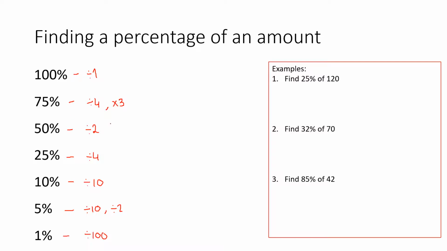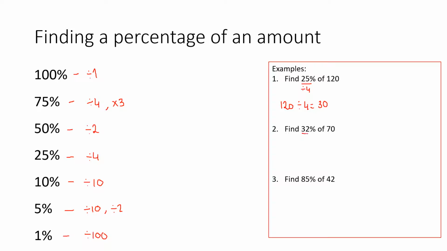So this is important that you write down into your books how you would find these percentages. These are your basic percentages that will help you when doing questions without a calculator. So let's have a look at these examples. Example 1, find 25% of 120. So to find 25%, we have to divide by 4. Therefore, we do 120 divided by 4, which gives us an answer of 30.